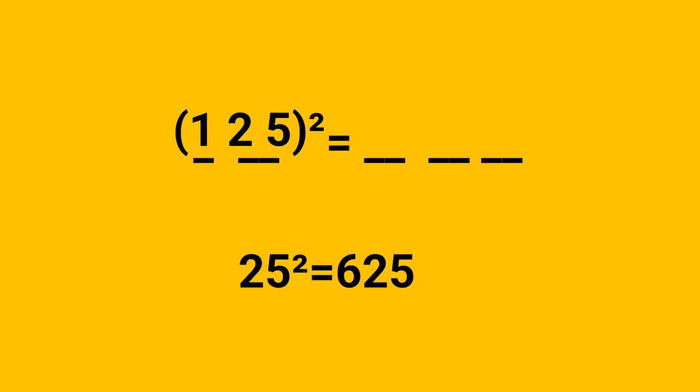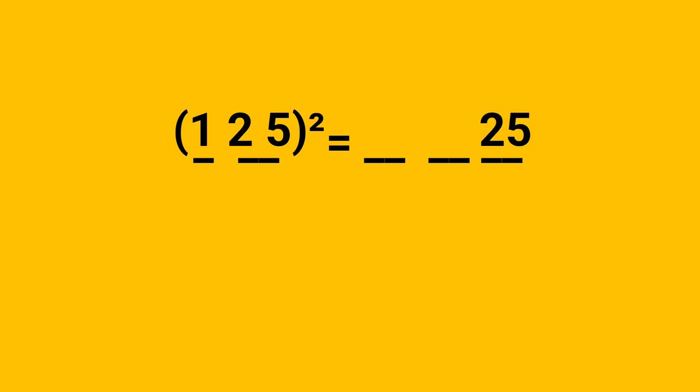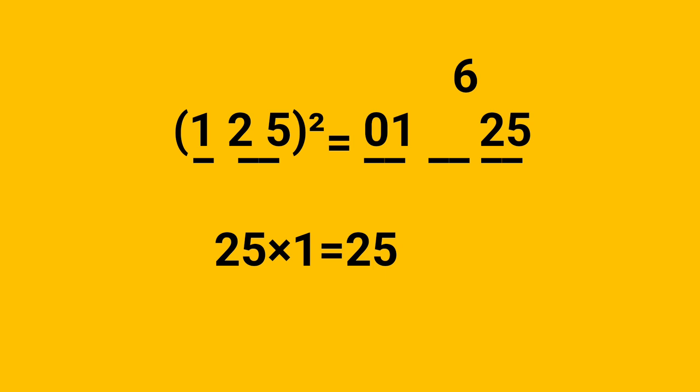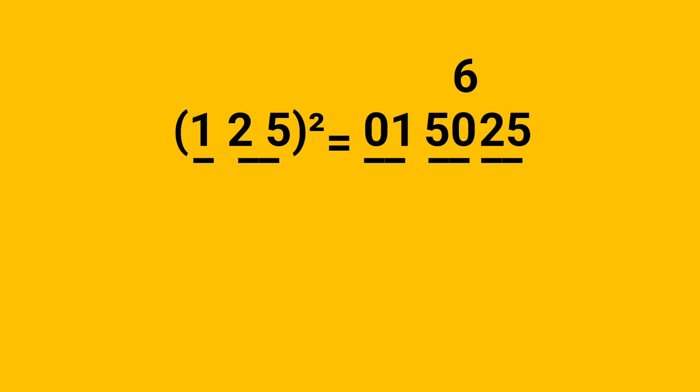Square of 125. 125 squared. We first divide 125 as 1 and 25, and write like this. 125 squared equals: 25 squared is 625. We write 25 of 625 here and write carry 6 here. Write 1 squared, 1, here. Now multiplying 25 times 1 is 25, times 2 is 50. Write 50 in the middle. Now add like this. That comes out to be 15625. Finally the answer is 15625.